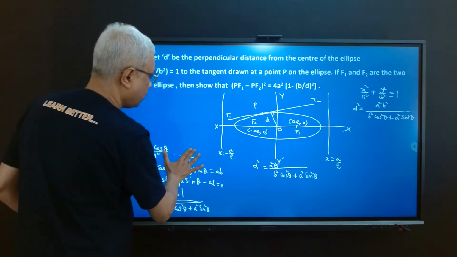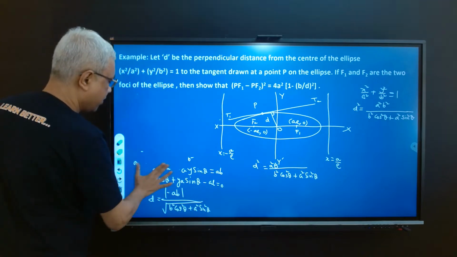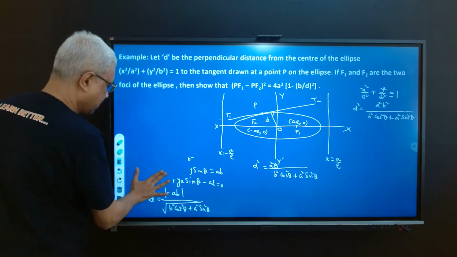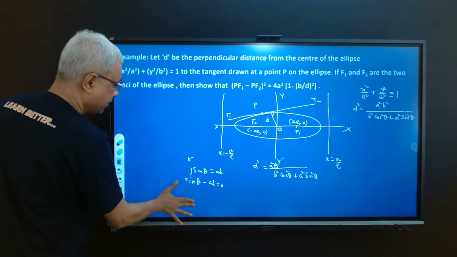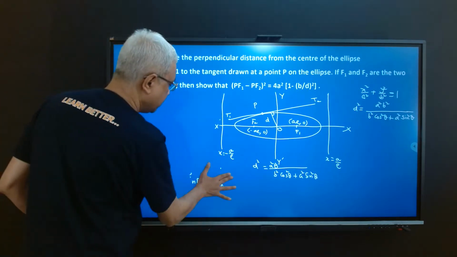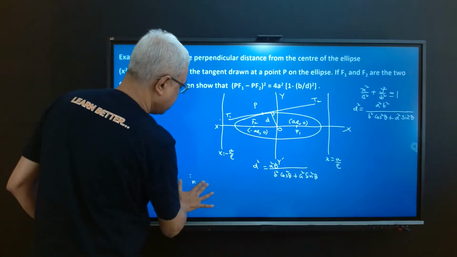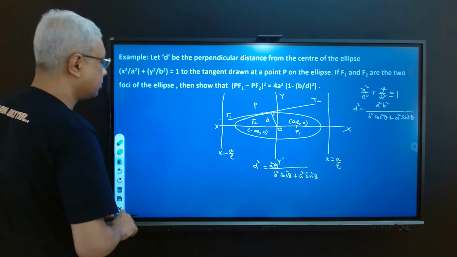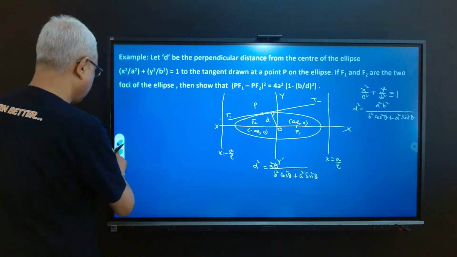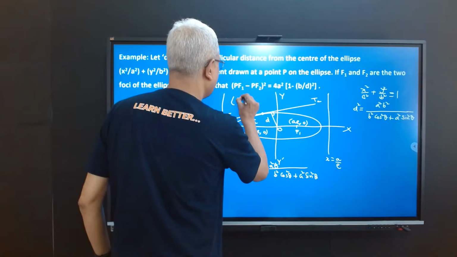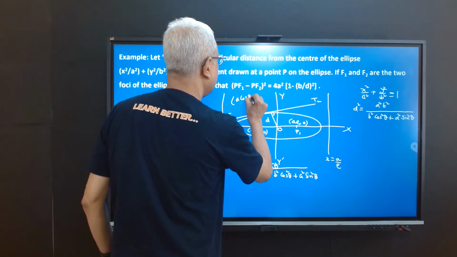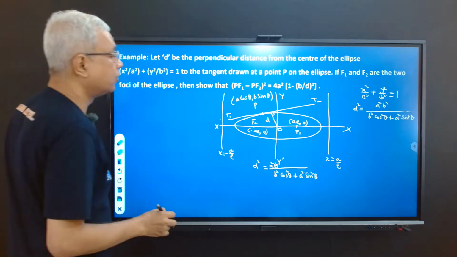So you have taken the coordinates of point P as a cos theta, b sin theta, and you have drawn a tangent at P, and D is the perpendicular distance of the origin onto the tangent, and P's coordinate is a cos theta, b sin theta.